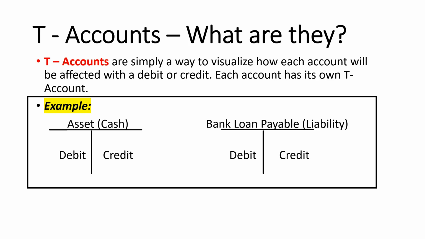For example, cash, which is an asset, on the left side it has a debit, and on the right side it has a credit, and it's in the form of a T. It's as simple as that. Same with the liability next to it, which is a bank loan payable. Debit to the left and credit to the right.